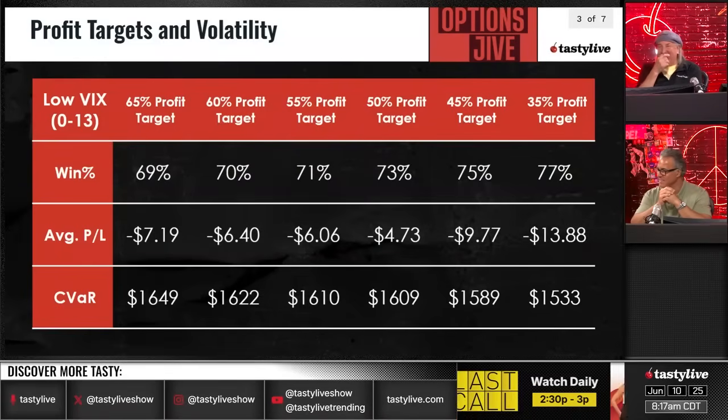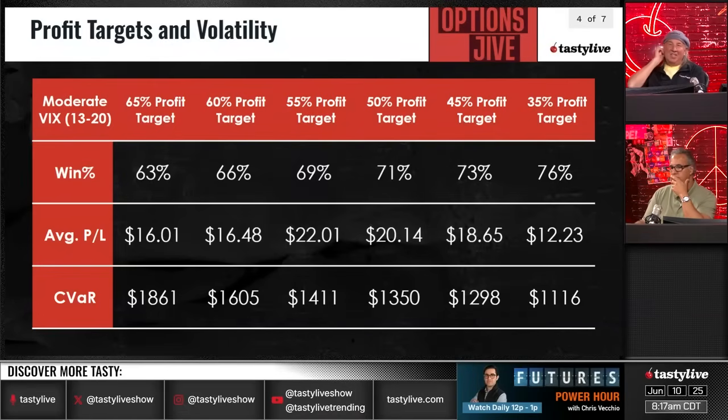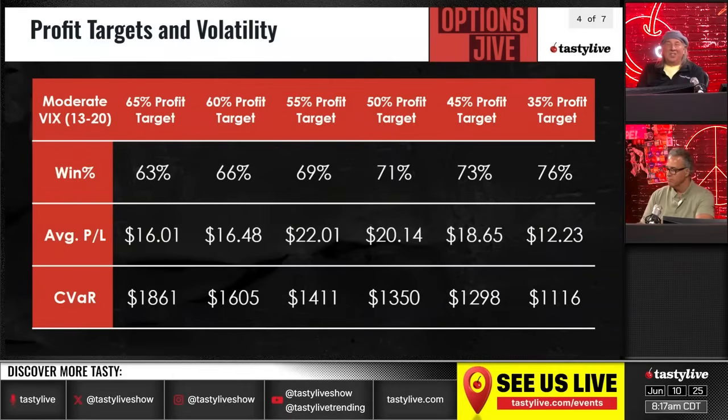Okay, next slide. This is not IVR. This is VIX. So now we're looking at the VIX right where we are now. And you can see here that if you go to the 50% profit target, the win percentages, as you can tell already, are not going to change much on any of these slides. The average P&L is the big difference, and the CVaR. So at moderate, where we are right now, you make money across the board, and your conditional value at risk also goes down. So you take less risk and you make more money. That's where we are right now. This is what we call good but not great.